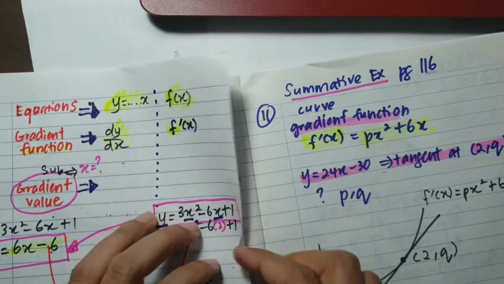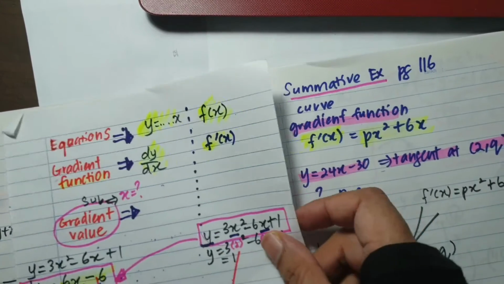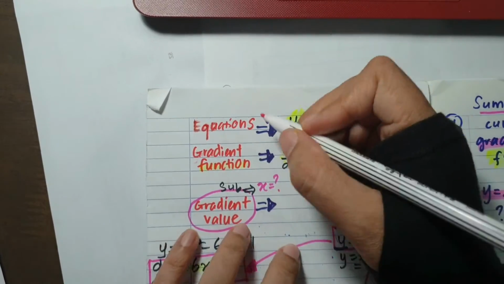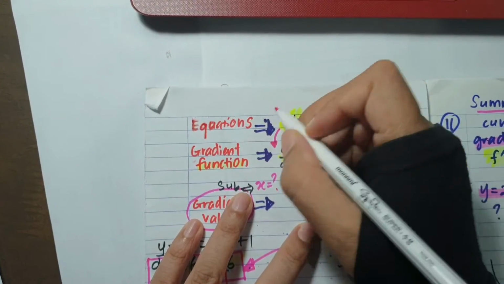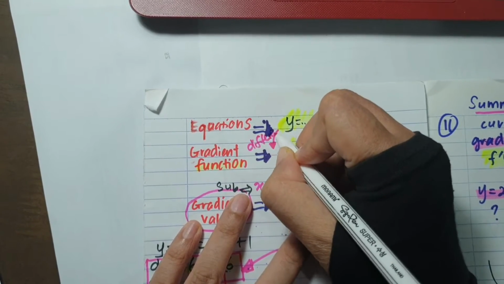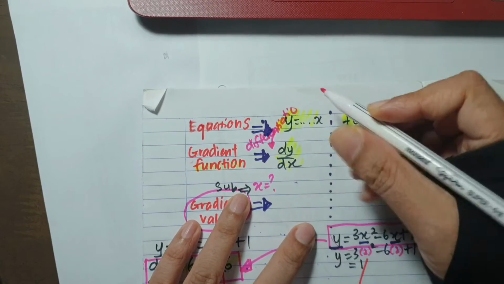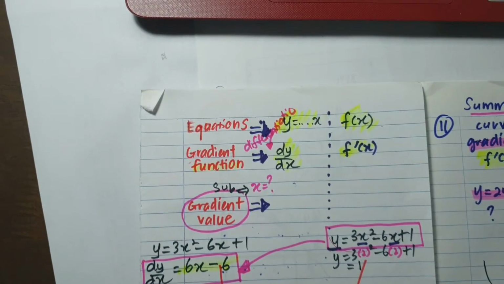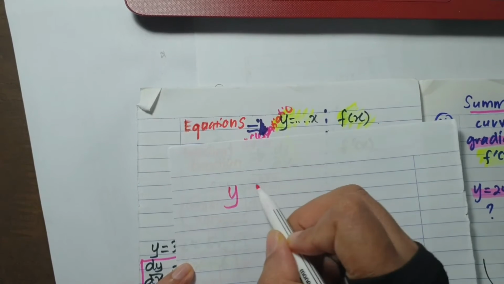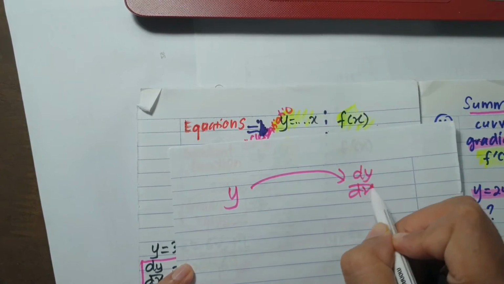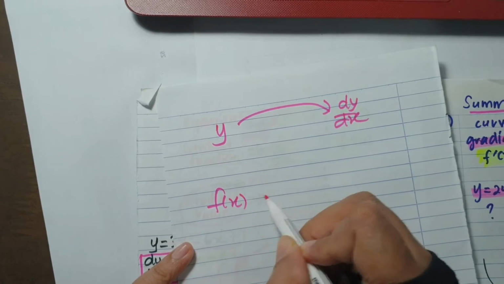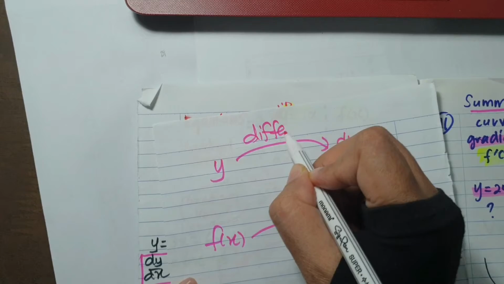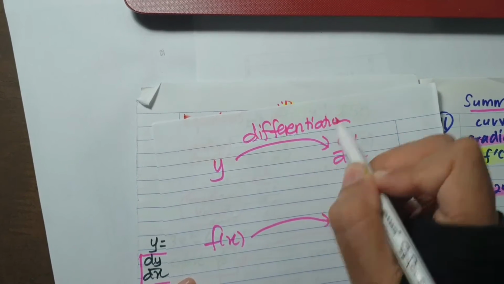Okay, sebelum tu, okay, jom tengok lagi satu benda, konsep penting. Okay, so daripada sini pergi ke sini, kita buat proses apa? Differentiation. Betul? Daripada y boleh dapat dy by dx. From y you can find dy by dx. Ataupun kalau you guna fx, you boleh dapat f prime x. Notation saja, benda sama. So you buat proses apa? Differentiation.